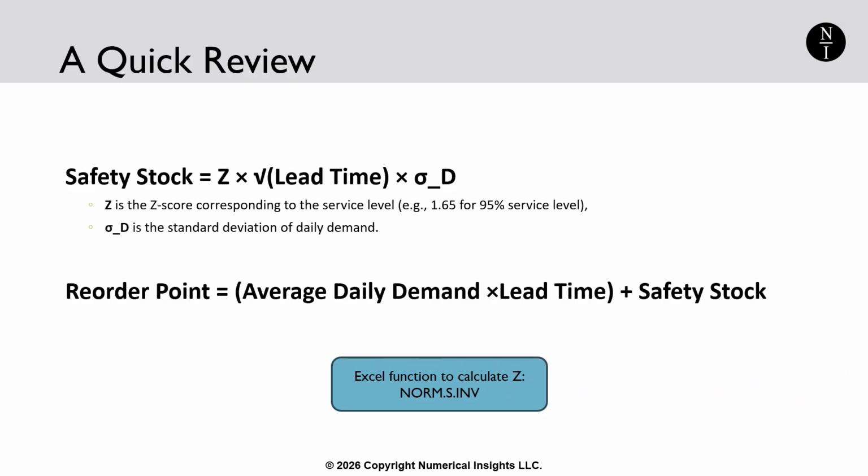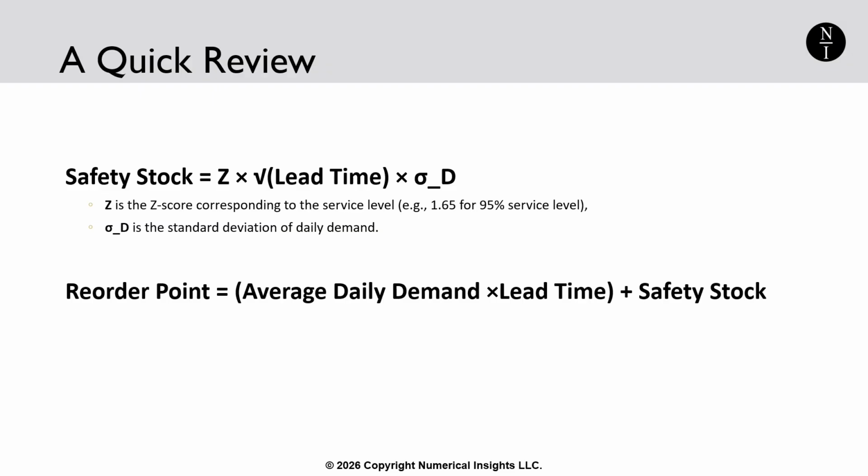The formula for safety stock is typically what you see on the screen. Safety stock is Z times the square root of lead time times sigma D. Now, Z is the Z score corresponding to the service level. For example, if you would like a 95% service level, the Z value is equal to 1.65. Sigma D is the standard deviation of your daily demand.